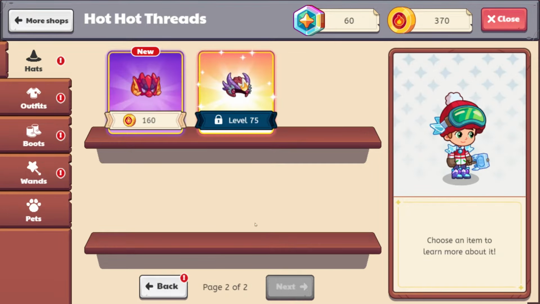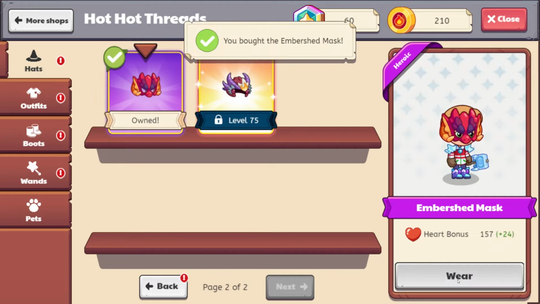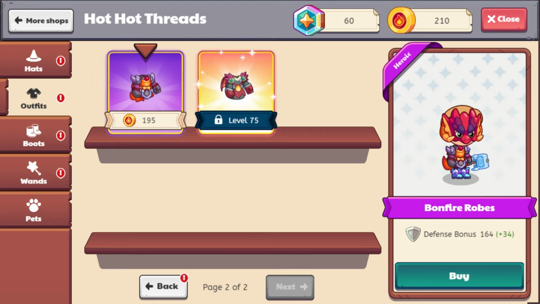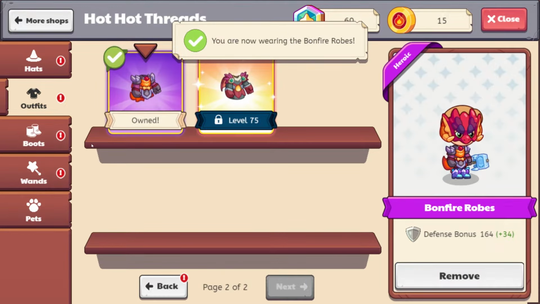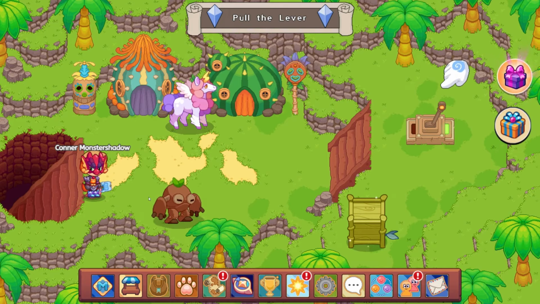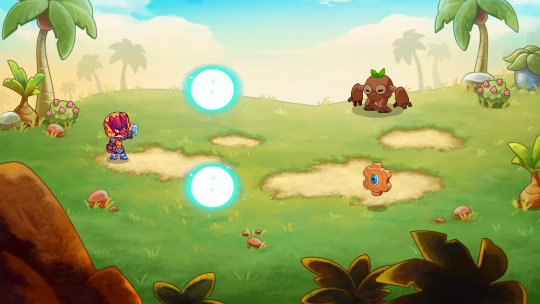So let's go ahead and take a look and see. This is going to be a heart bonus, and we can purchase this. So let's go ahead and buy it. We'll wear it. And then come on over here. Let's see. Here we have this armor, which is the bonfire robes. Very cool. 210 we have, so we'll buy that and then wear that. And then as far as boots, we can get these guys, and they are 70, so we don't have enough, but we'll pick those up so we can move a little bit faster here, and hopefully this helps us. Let's go ahead and battle these guys first. We have a Cogmite here.